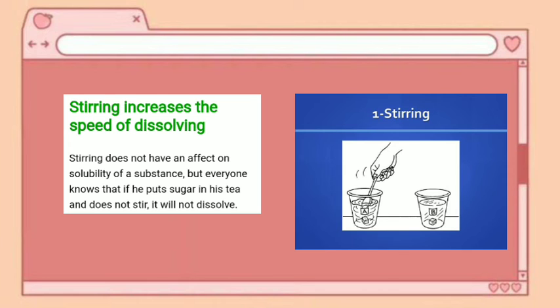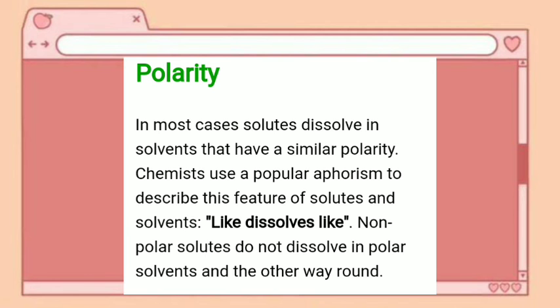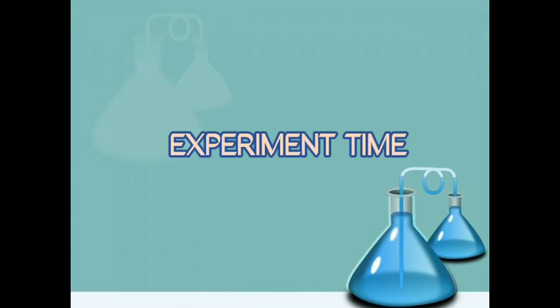Stirring increases the speed of dissolving. Stirring doesn't have an effect on the solubility of the substance, but everyone knows that if you put sugar in tea and do not stir, it will not dissolve. Polarity: in most cases, solutes dissolve in solvents that have a similar polarity. Chemists use a popular aphorism to describe this feature: like dissolves like. Non-polar solutes do not dissolve in polar solvents and the other way around.